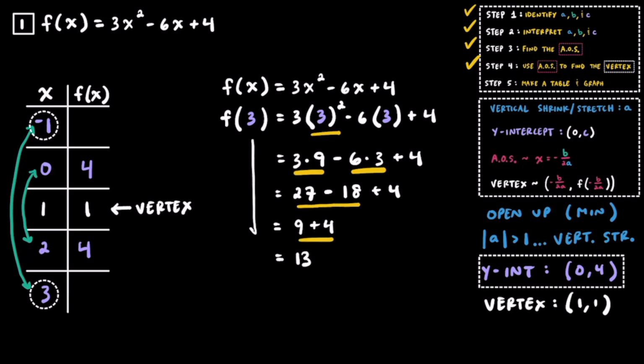When x was equal to 3, we now found that y was equal to 13. Let's go ahead and write that in our table. If we put it over here, we also know that when x is negative 1, y will also equal 13. Now that we've completed a table, let's make our graph.